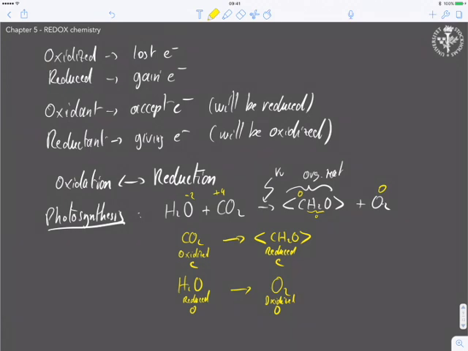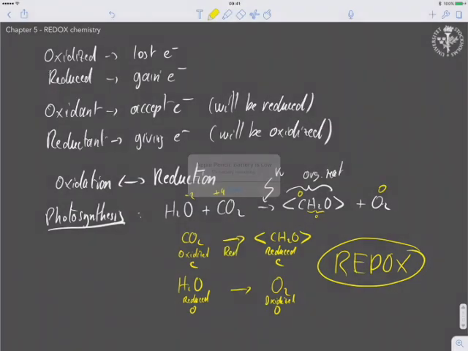So photosynthesis is nothing else than a reduction of carbon into organic carbon and an oxidation of water into oxygen. So this is a redox reaction. You have a coupling of CO2 into organic matter with water into oxygen. So this is a reduction, and this is an oxidation. We'll see a couple of other examples when we talk about metabolism.